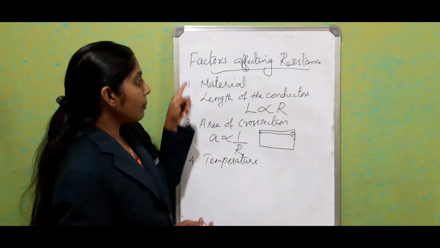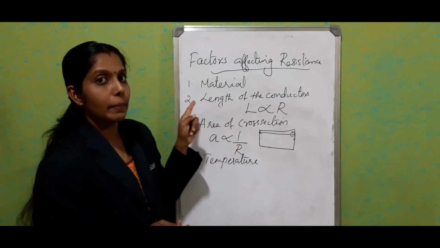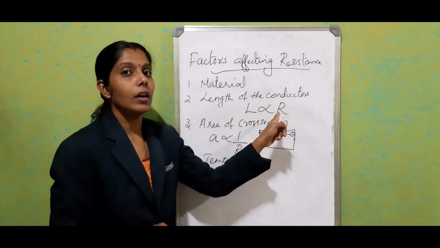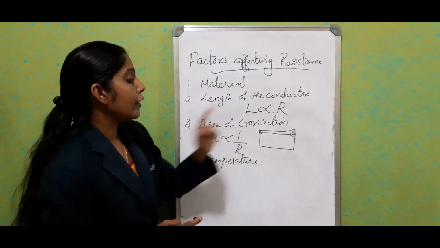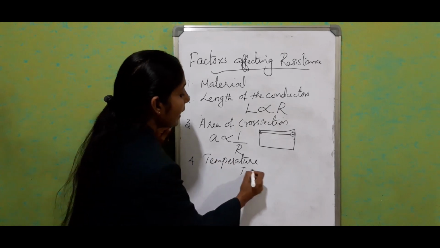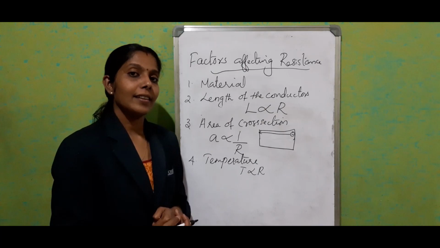So these are the main factors which affect the resistance. First one, material; second one, length. Length is directly proportional to resistance. Then area of cross section, it is inversely proportional to resistance, and the temperature is also directly proportional to the resistance. Thank you.